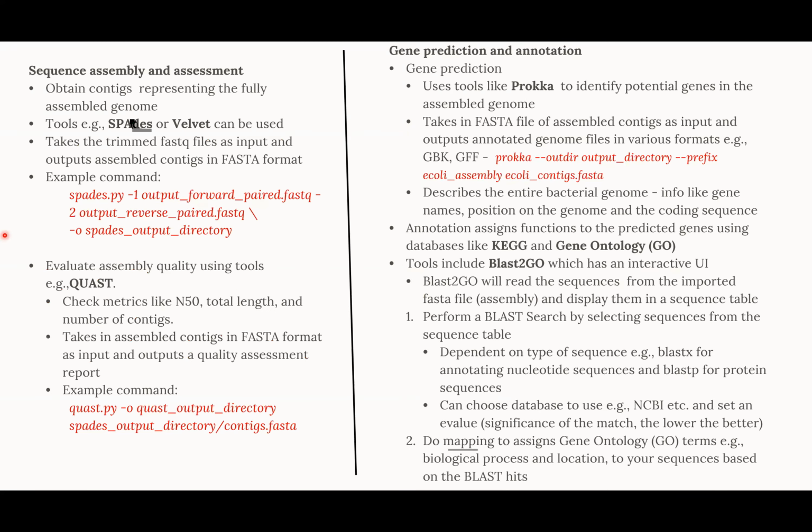And then sequence assembly and assessment is the next step. The whole purpose of this is to have a fully assembled genome, because at this point you only have fragments. So we want to rebuild the whole genome as it was initially. This uses tools like SPAdes or Velvet, and it will take in the trimmed FASTQ files as input, and then it will output the now fully assembled contigs in a file in FASTA format.